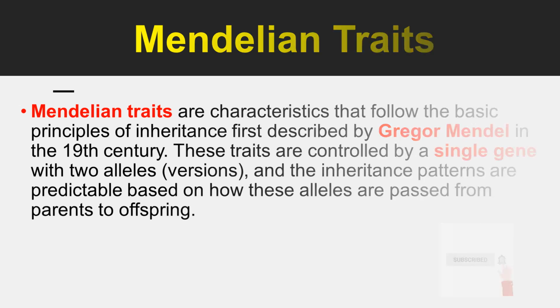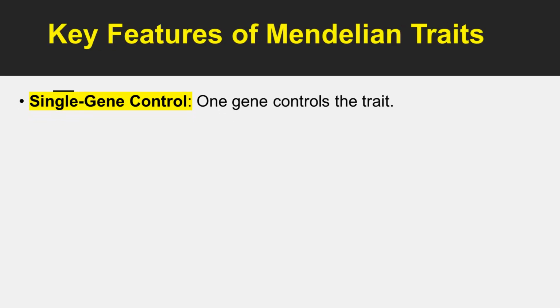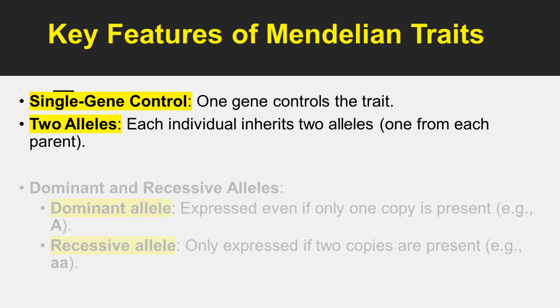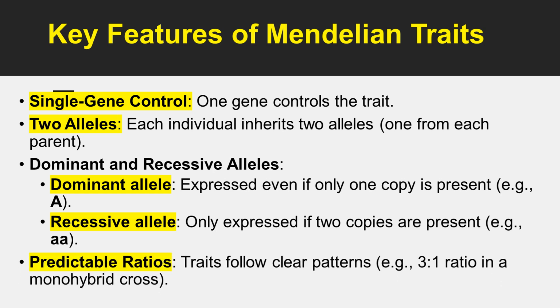Key features of Mendelian traits: single gene control. One gene controls the trait. Two alleles. Each individual inherits two alleles, one from each parent. Dominant and recessive alleles. Dominant allele: expressed even if only one copy is present, e.g., A. Recessive allele: only expressed if two copies are present, e.g., aa. Predictable ratios. Traits follow clear patterns, e.g., 3:1 ratio in a monohybrid cross.